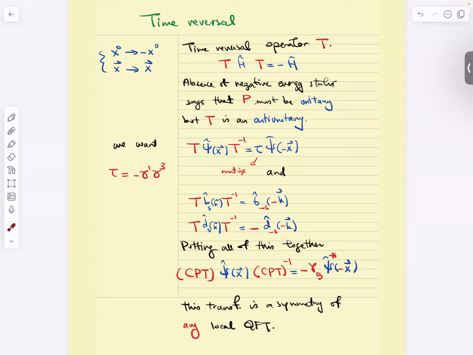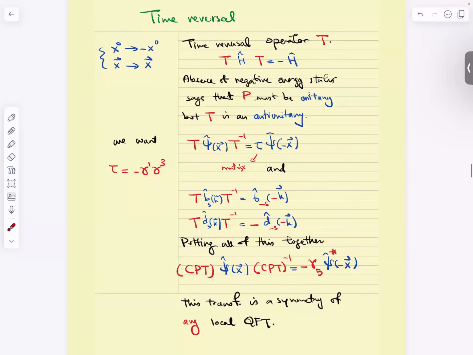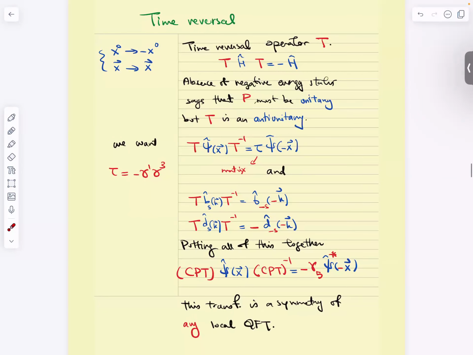Notice that it's important to stare at this equation. It's not like psi is invariant under it. So it does something to spinors, but the theory is invariant under it. CPT is not the trivial transformation. It's not a trivial transformation on spinors. That's important. Good. Any questions?